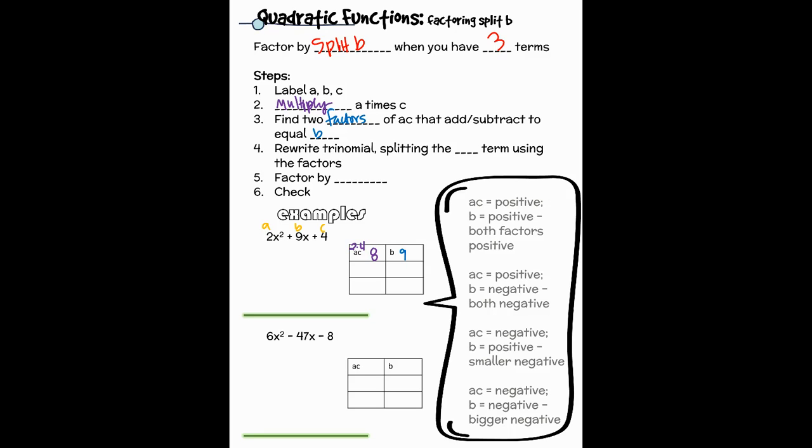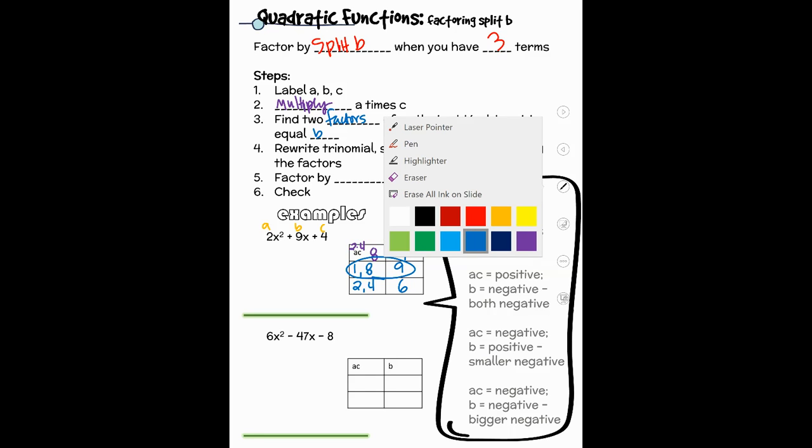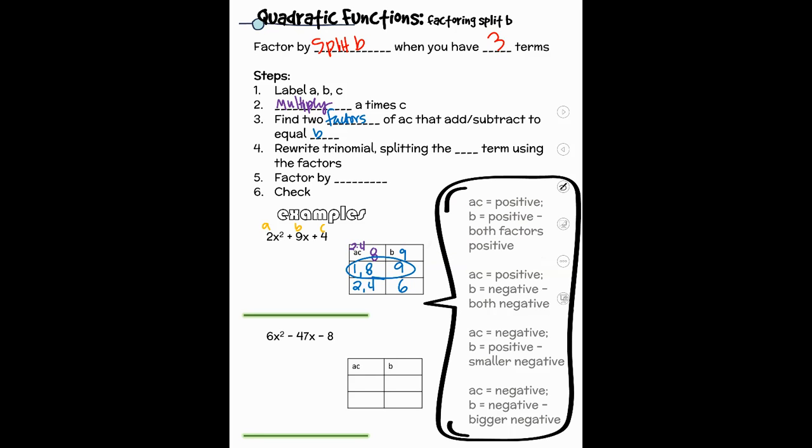So factors of 8, 1 and 8. Add those together, 1 plus 8, that's 9. We can check the other factors of 8, 2 and 4. It's going to add together to get 6. That's not our 9. So we found it first off. These are the factors that equal b.